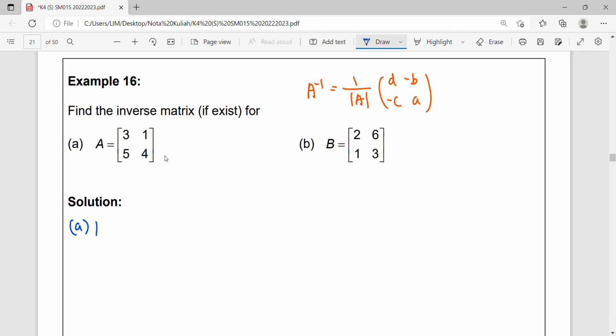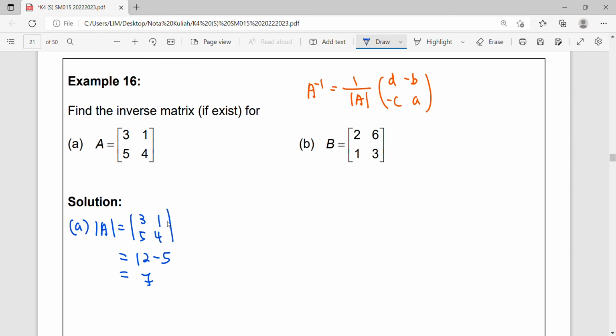So what's your determinant for A? Determinant for 3, 1, 5, 4. AD minus BC lah, right? AD minus BC. Finding its determinant, so you can notice that this determinant will have value, means it will have inverse.